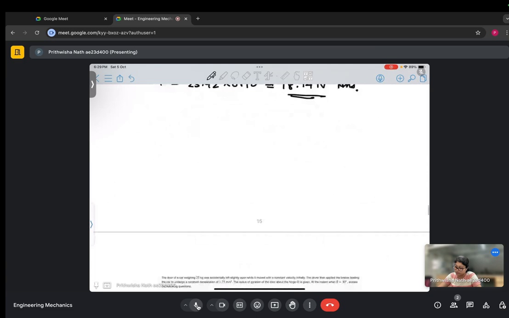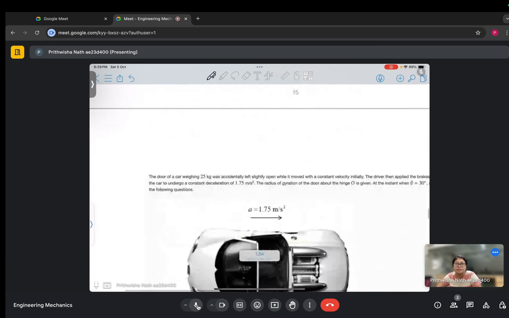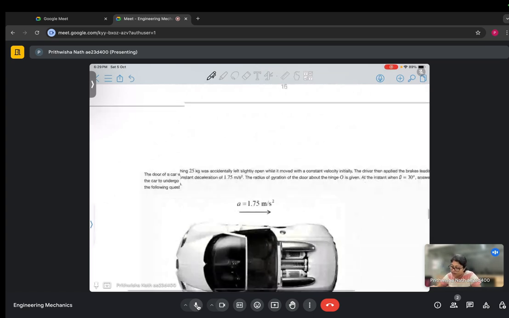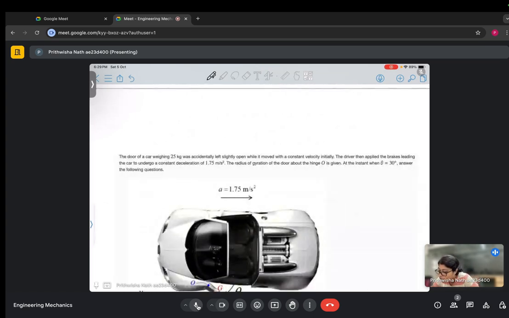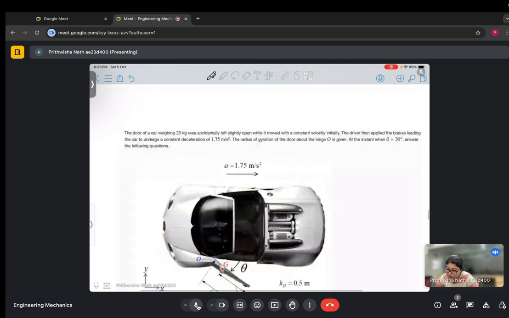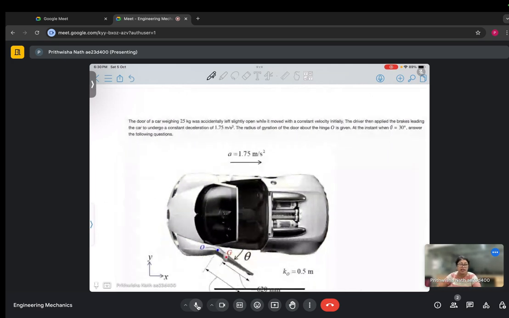So now the last problem is of a car. The door of a car, weighing 25 kg, was accidentally left slightly open while the car moved with a constant velocity initially. The driver then applied the brakes, leading the car to undergo a constant deceleration of 1.75 meter per second square. K_O is given as 0.5 at the instant when theta equals 30 degrees. Answer the following questions.